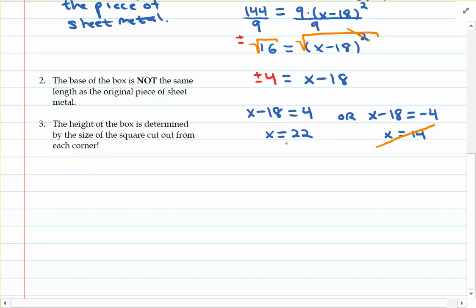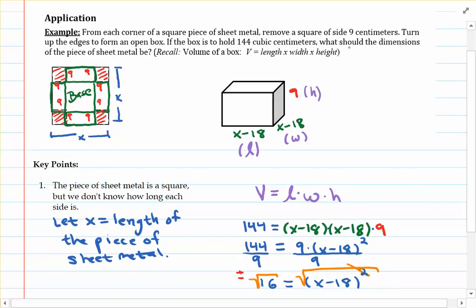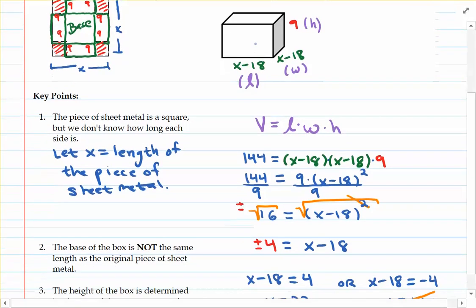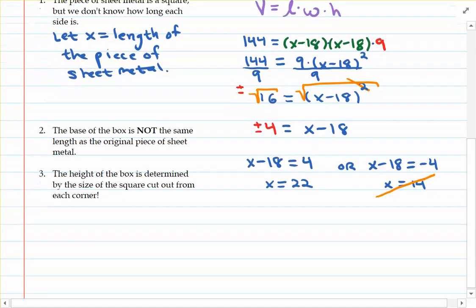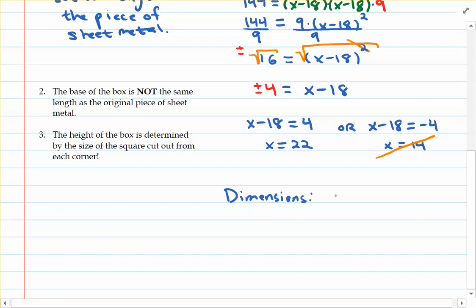meaning 22 centimeters. So going back to the original problem, let's remind ourselves of what we're trying to answer. It's what should the dimensions of the piece of sheet metal be? Now currently on this diagram we have the dimensions labeled as x by x. Alright, but now after we set up the equation and solve for x and noted that 22 is the legitimate solution for x, we can now go ahead and formally answer this problem by saying the dimensions would be 22 centimeters by 22 centimeters.